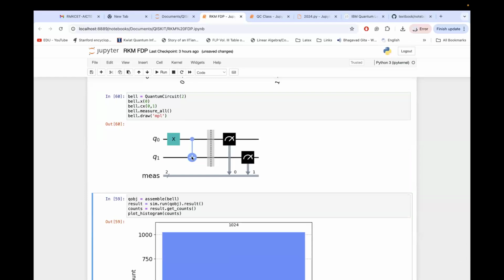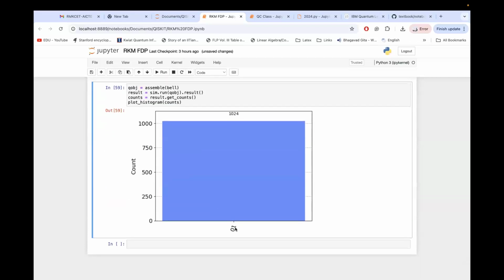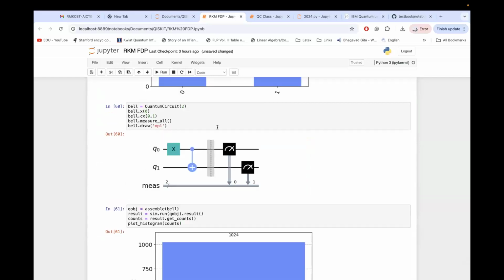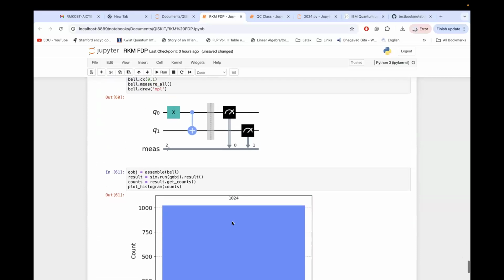When I apply the control NOT operator, whenever the control qubit is in the 1 state, the target state will be flipped. So this is the case, like 1, 0 is the initial case. Now after the CNOT operator, what is going to happen? Since the control qubit was in the 1 state, the target qubit state is flipped. Okay, so this is the CNOT operator.